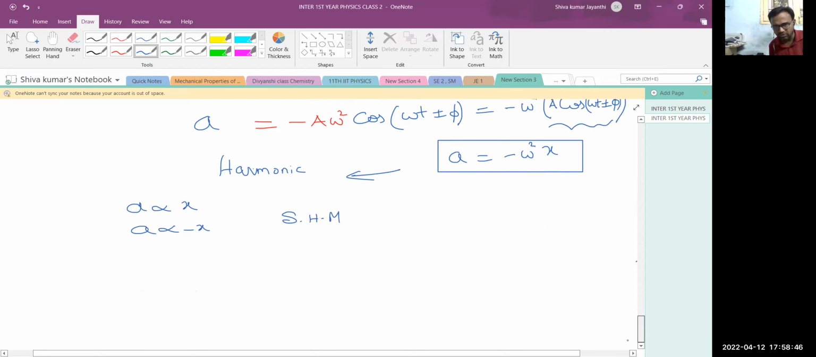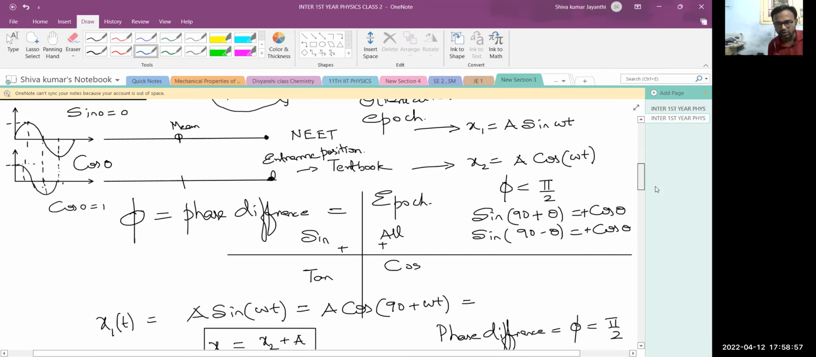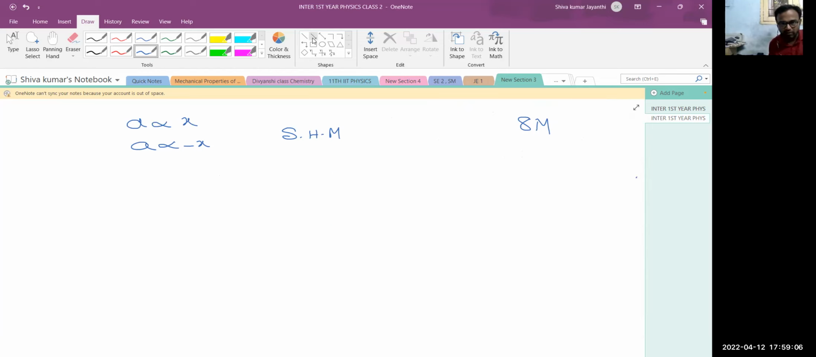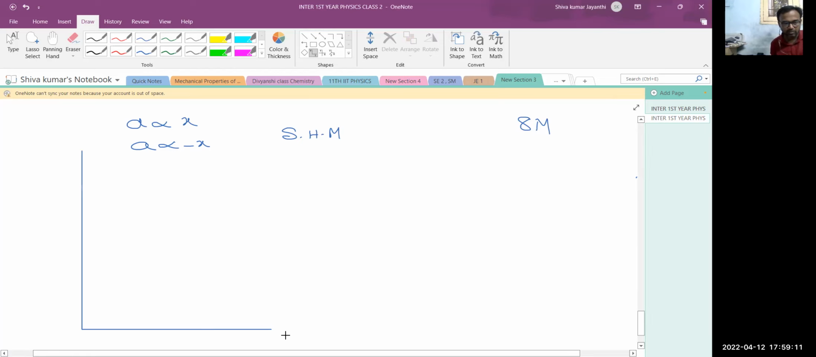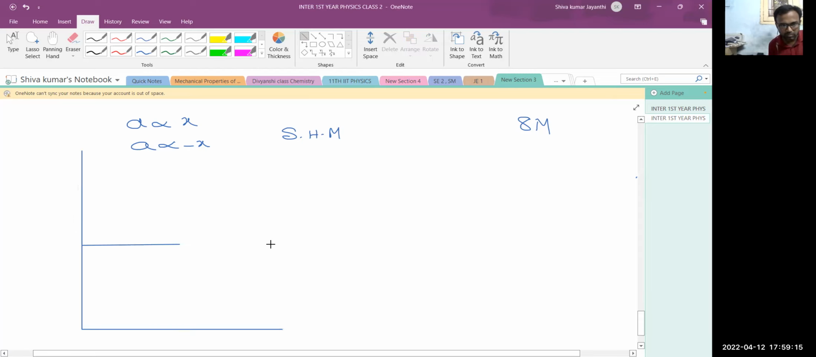Understood that? So this is the derivation. This complete derivation is your 8-mark answer. From here, all that I taught you, you have to write as the 8-mark answer. The whole thing is there in your textbook. That's still not complete. Only one more graph is there. This graph also you have to draw. Then the 8-mark answer completes.